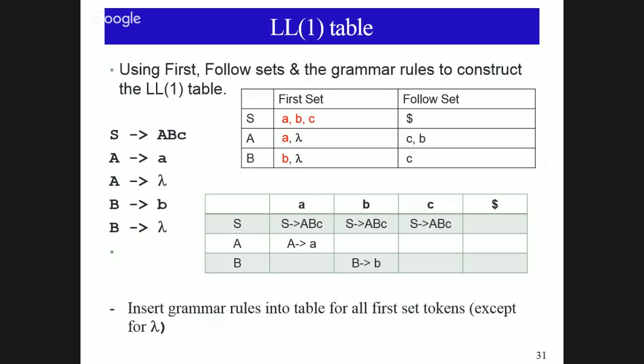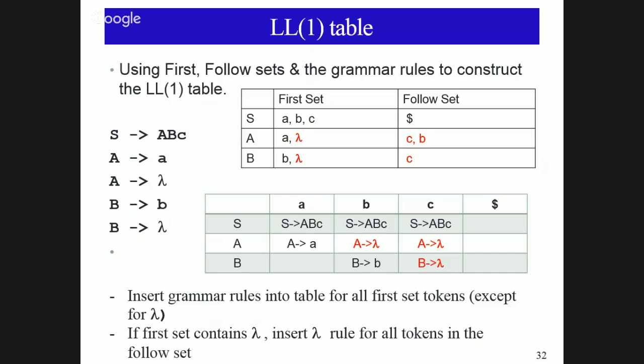So second rule, A going to little a. So it has to line up with the A column, the little a. So pretty straightforward. And then big B, little b, that's pretty straightforward. Then what we don't have in there are the lambdas. So that's where you do the follow set.